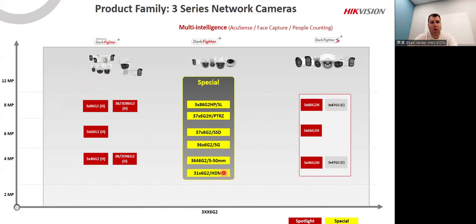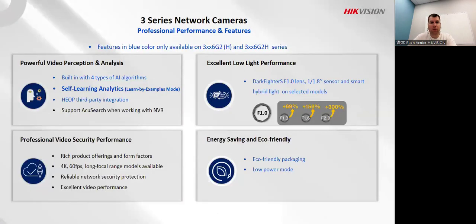And then for our special side, which is powered by Darkfighter, these are the G2 models. In the G2 models, there are quite a few different megapixels, different lenses, etc. There are a lot of features here, and we're going to get into them, as well as our Darkfighter S. Some of you might be wondering, what does the Darkfighter S stand for? Darkfighter S is there to be able to use the Darkfighter technology as well as the smart hybrid light. Very straightforward, very easy, and let's move on.